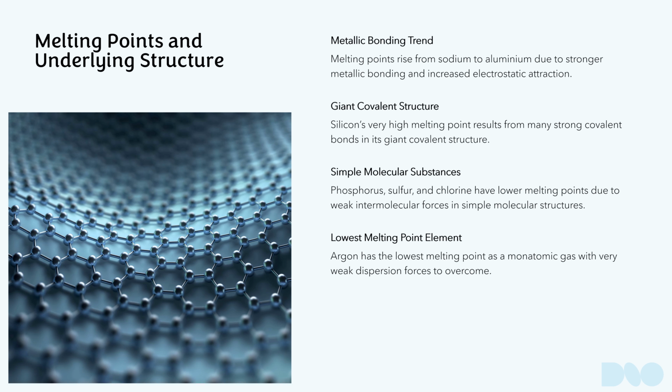Silicon has a very high melting point because it forms a giant covalent structure, in which many strong covalent bonds must be broken to melt the substance. After silicon, melting points drop sharply because phosphorus, sulfur, and chlorine are simple molecular substances. In these elements, melting involves overcoming weak intermolecular forces rather than strong covalent bonds. Sulfur has a higher melting point than phosphorus and chlorine because it exists as larger S8 molecules, which have stronger London dispersion forces.